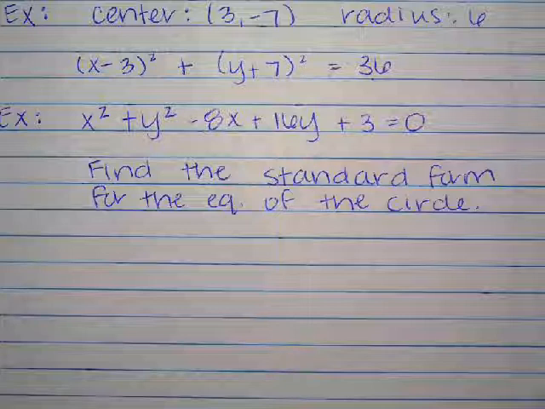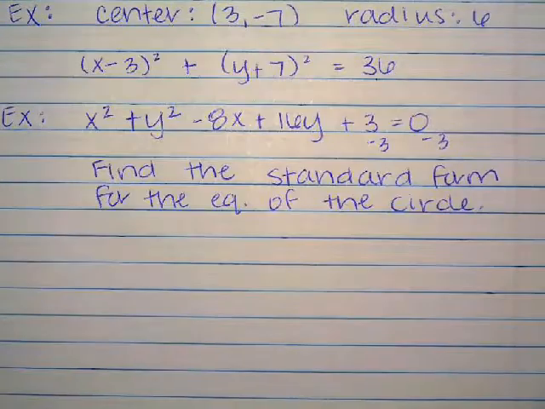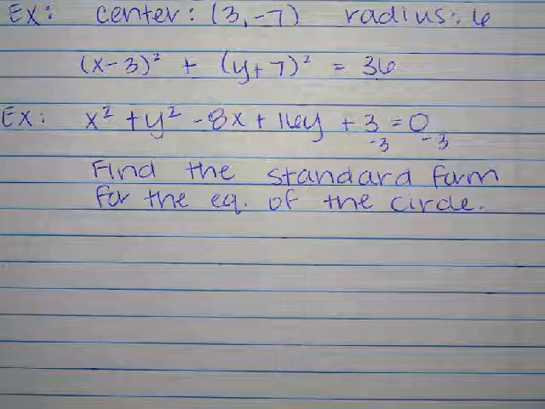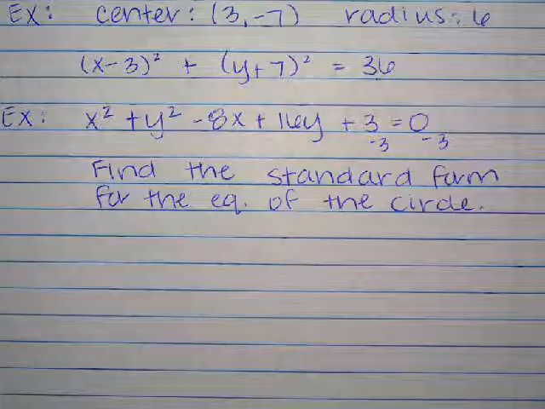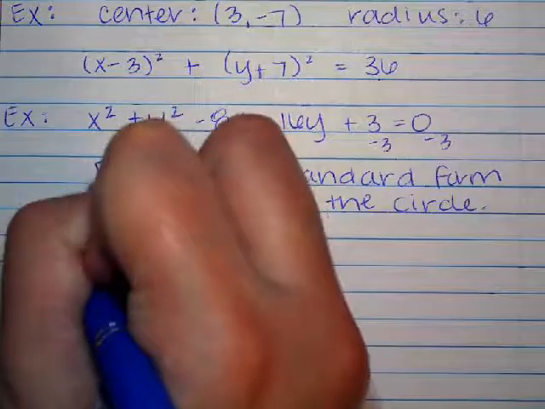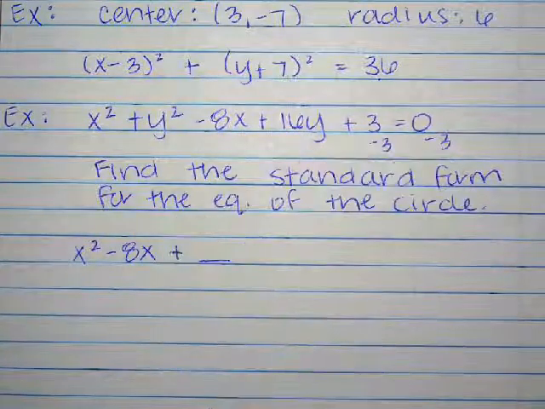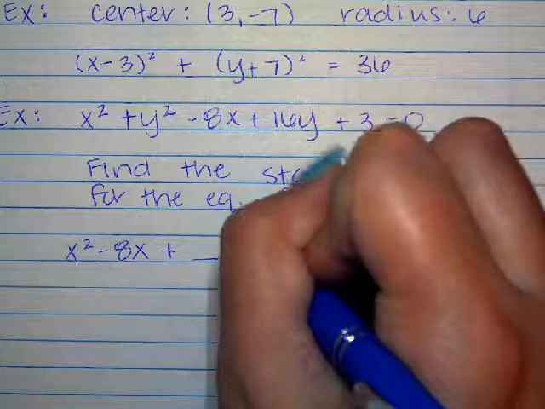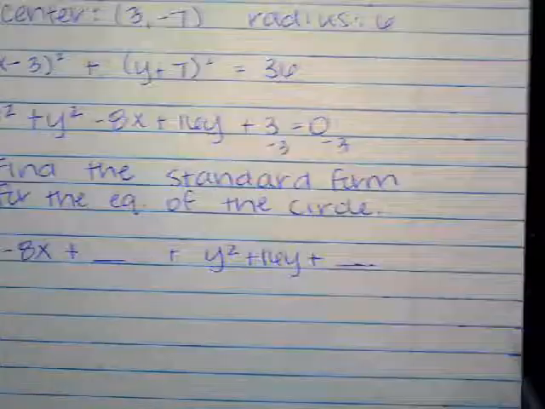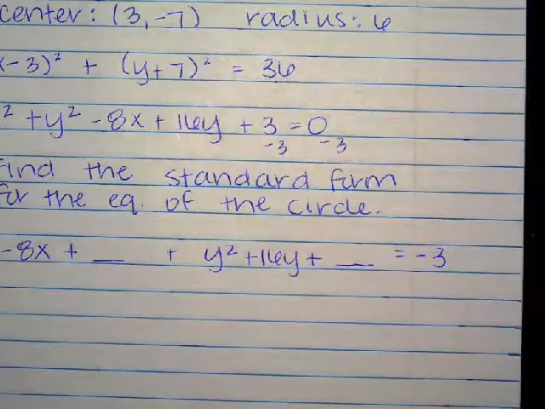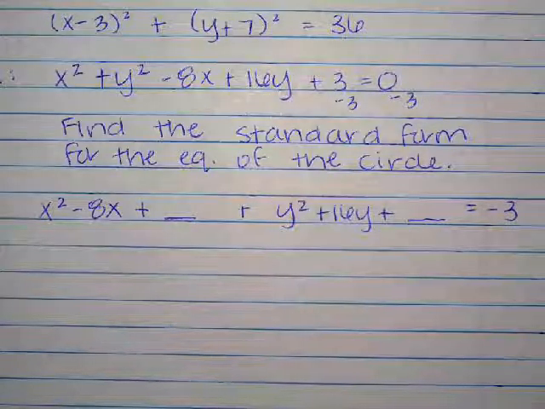So what should we do first? Yeah, move the 3 over so we can do that. What else should we do? Put the x's and the y's together. So we're going to do x squared minus 8x. I'll go ahead and leave the blank because we're kind of used to that blank. And then we'll have y squared plus 16y, and we have the blank, and then equals -3. Do you guys remember how we figure out what goes in the blank?